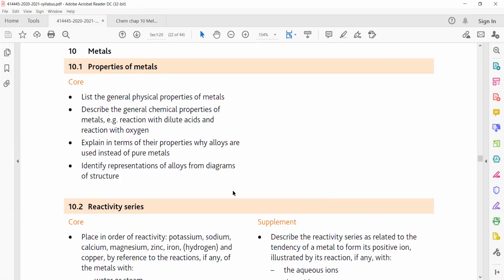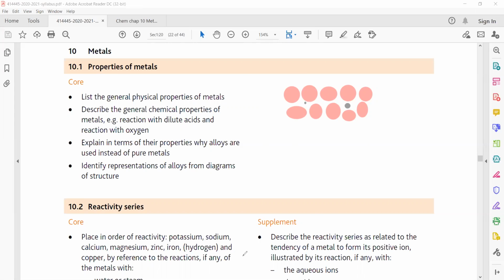Identify representation of alloy from a diagram of structure. So you should be able to distinguish, from the structure, an alloy and a pure metal. A pure metal contains same size particles, the lattice of the positive ion. So all the particles are of the same size for a pure metal. But an alloy means a mixture of the metal, but don't add too many impurities. It's like one or two impurity particles of another substance, but not too many. So this is a simple structure of an alloy.